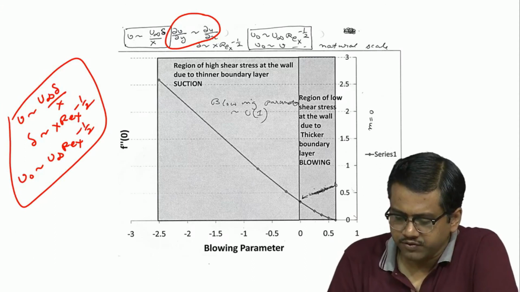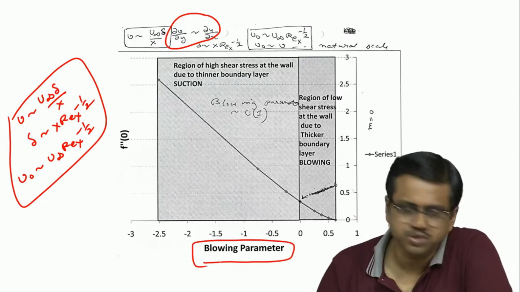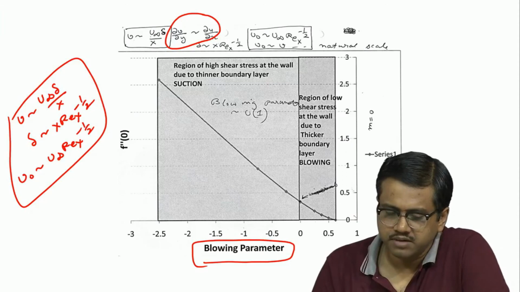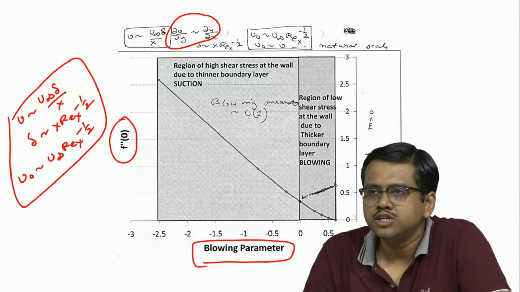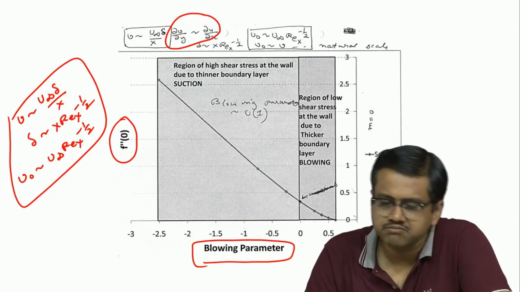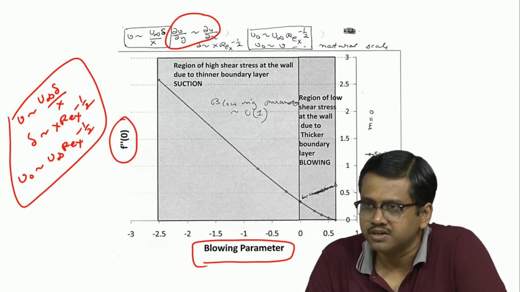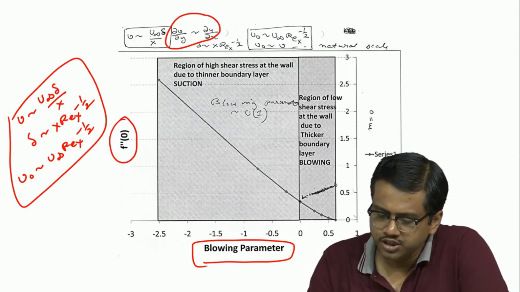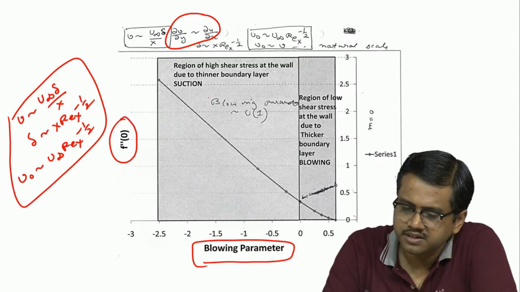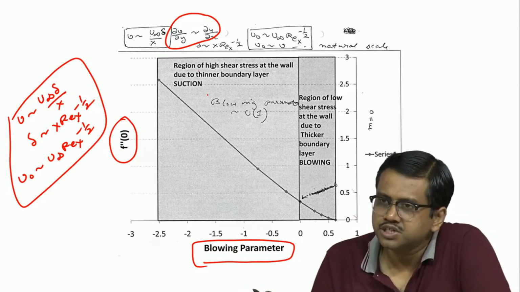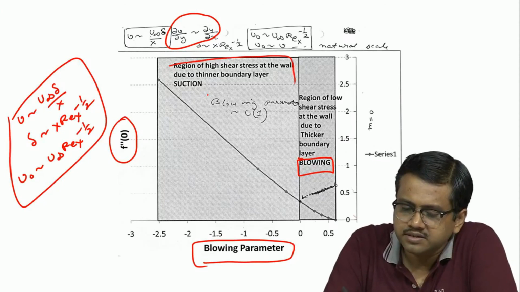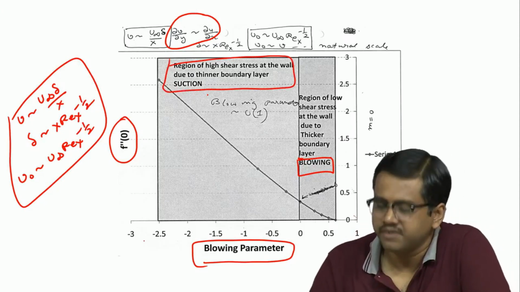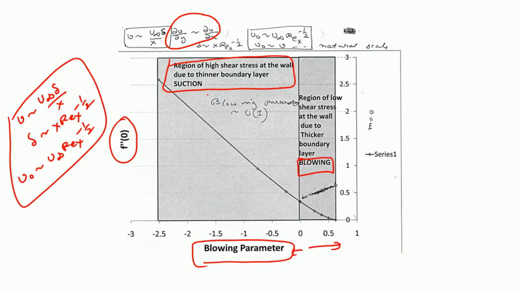Now what we have done is plot this blowing parameter which we already defined in our previous class, and f double prime 0 is nothing but the slope, or the corresponding shear. So you have basically 2 series, one is the blowing parameter and one is the suction parameter. This part which is the positive side is basically blowing, and this part which is the negative side is basically suction.